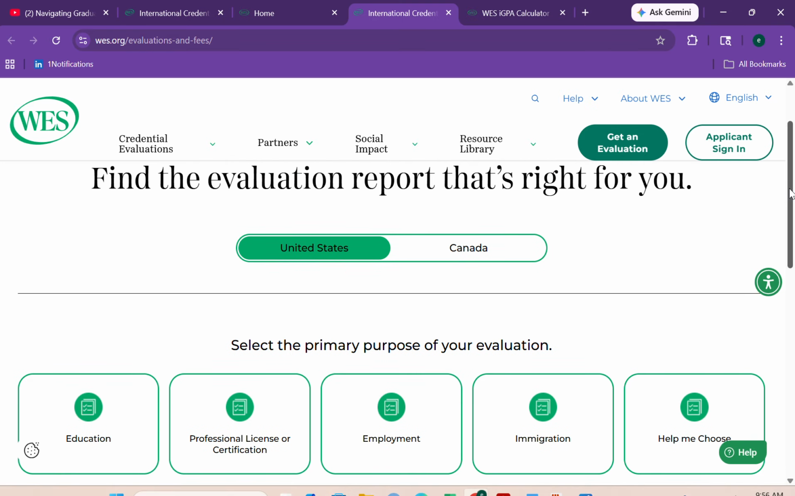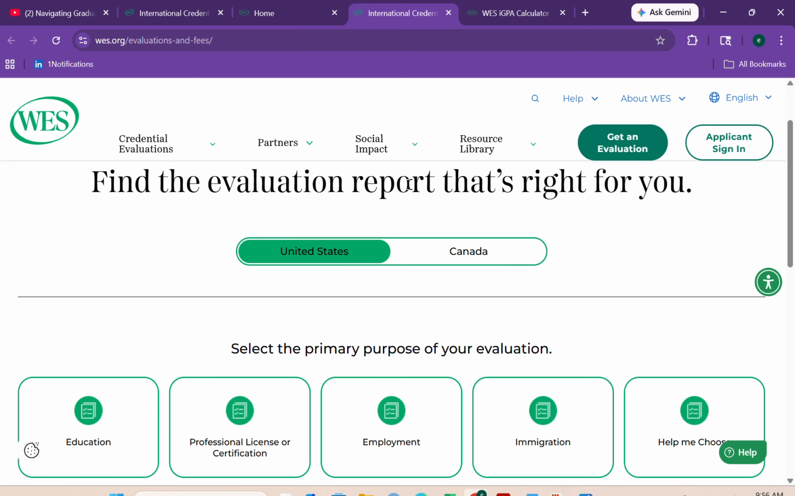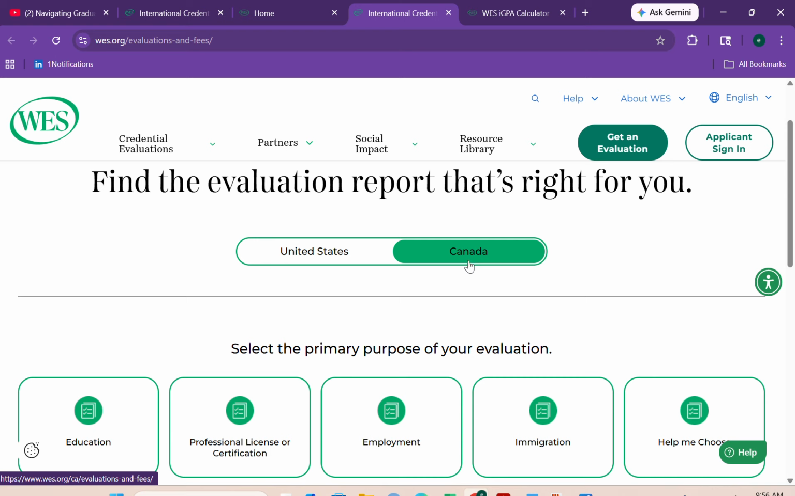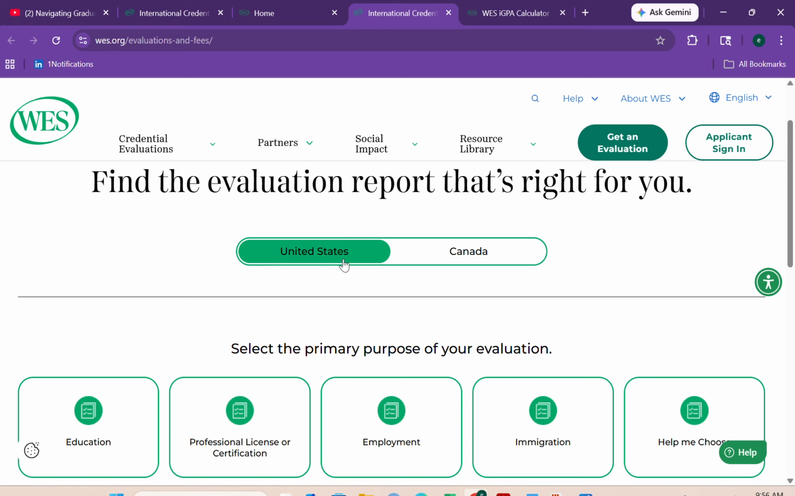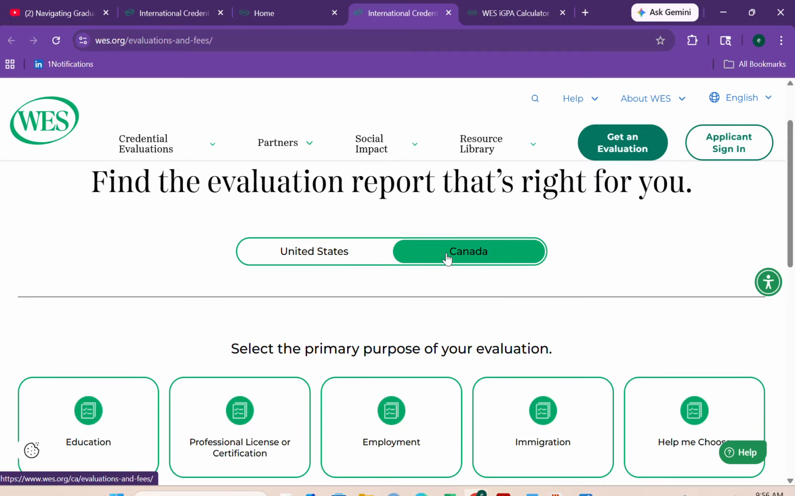It says over here, find the evaluation report that is right for you. So if you want to look at the cost, they have United States or Canada. If I'm applying to, let's say, a United States school, I'll click on it. If I'm applying to a Canadian school, then I'll click on Canada.